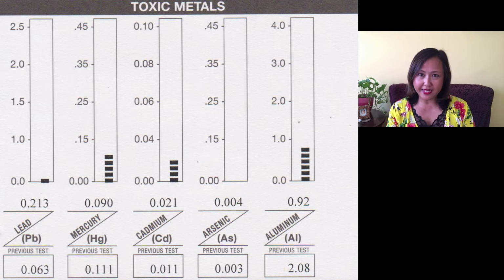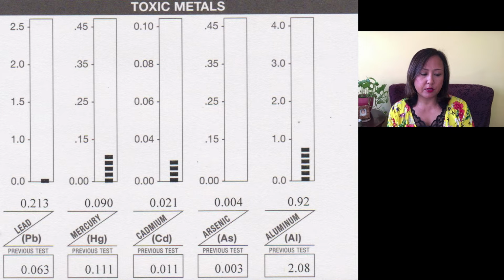And then when we retested him again, these are his numbers. So what are his current numbers for all these heavy metals? The number for lead is at 0.213. So you would think, oh, it went up a little bit, and that's okay. But look at all the other numbers. For mercury, it was initially 0.111, and then it went down to 0.090. Not a big change, but for an intervention that happened in 4 months, I think we'll take it as a win.